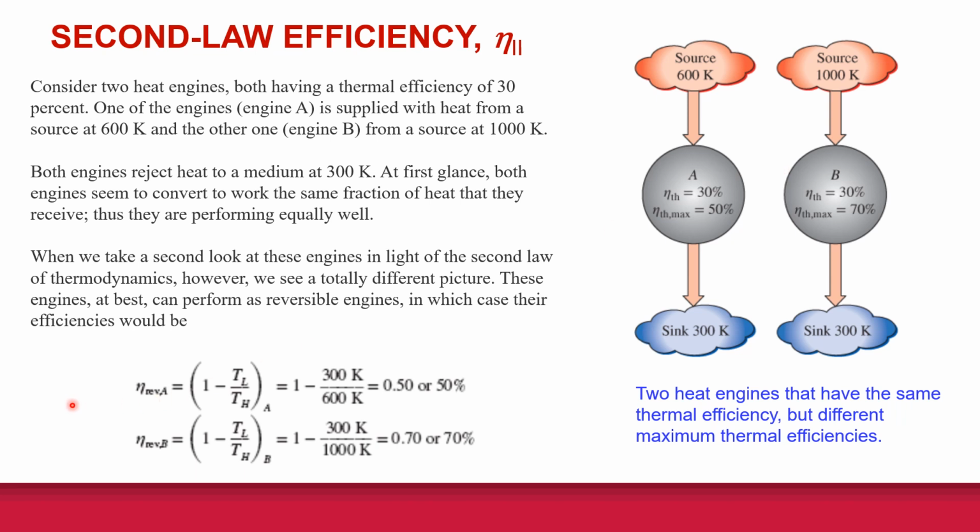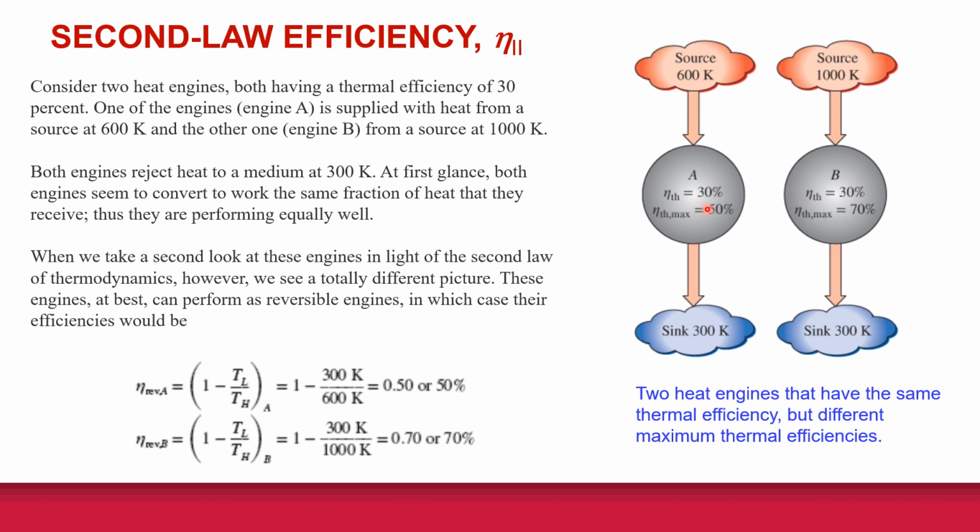And here I think we see the difference. If we treat these as Carnot engines, for example, then we could calculate what the efficiency for the reversible engines would be. That's just 1 minus T low divided by T high. So in the case of engine A, it's 50%. In the case of engine B, it's 70%. That's where the eta theoretical max comes in.